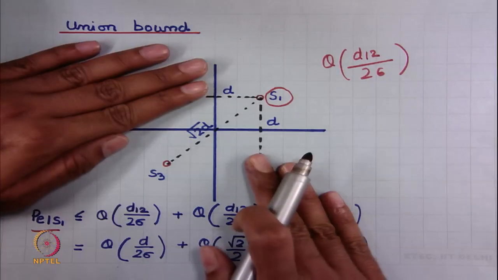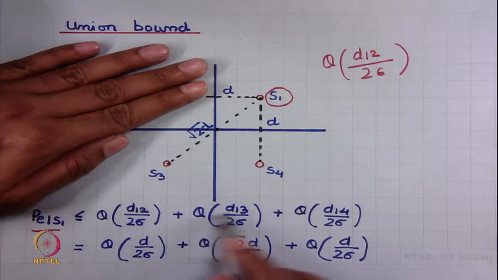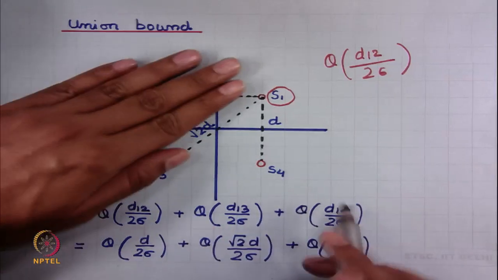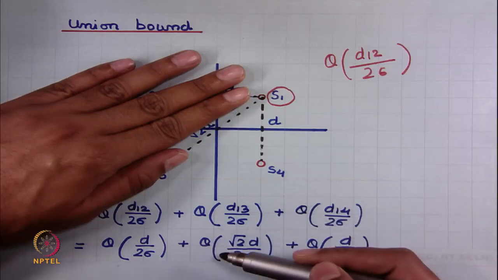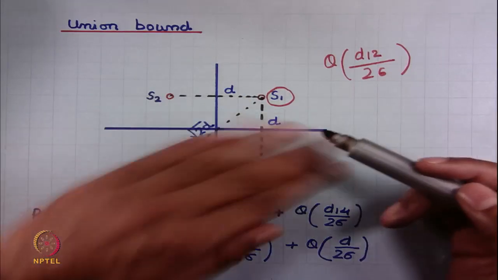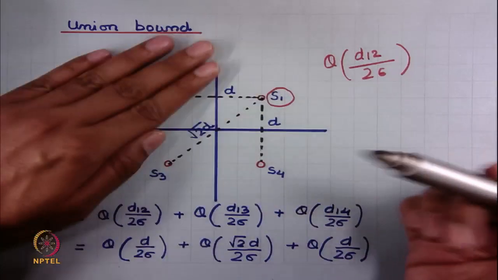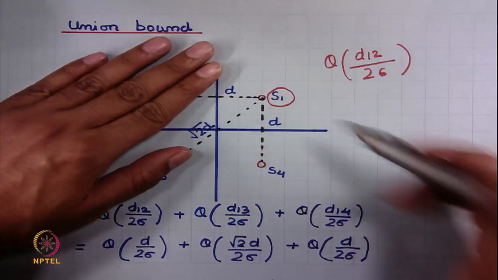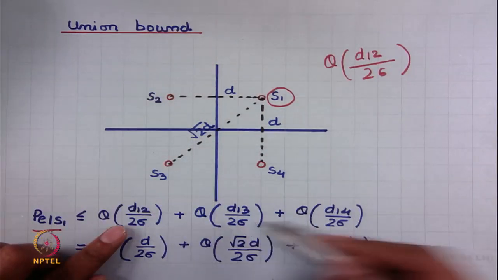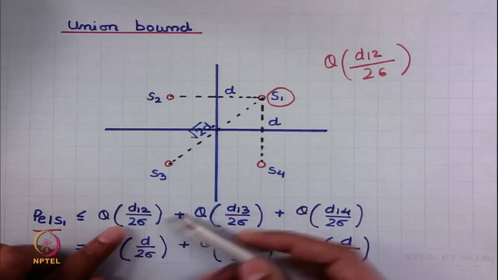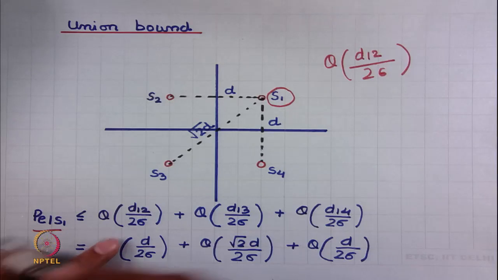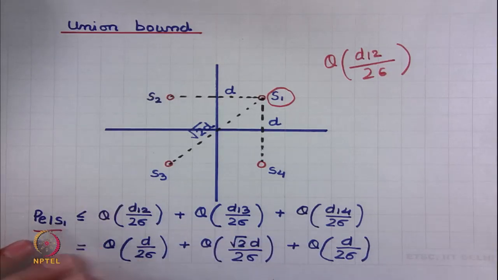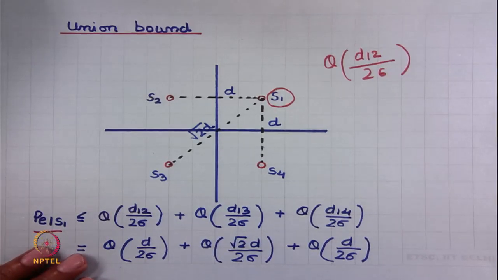Probability of error due to this S3 is Q(d13 by 2 sigma). Probability of error due to this S4 is Q(d14 by 2 sigma). So, what we are doing is looking at the neighbors one by one, and we calculate the probability of error due to each neighbor, and then we sum up these probabilities of error, and then we get the probability of error given that we have transmitted a signal.